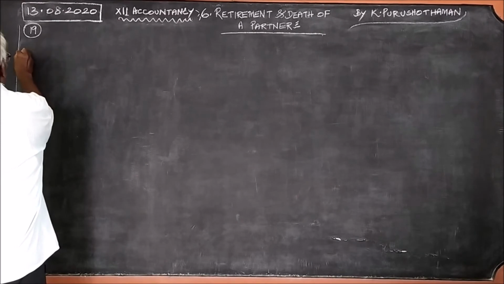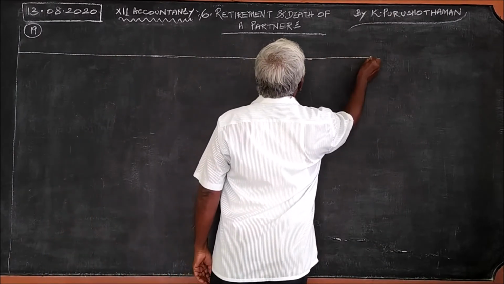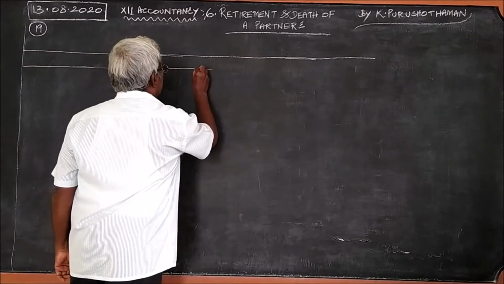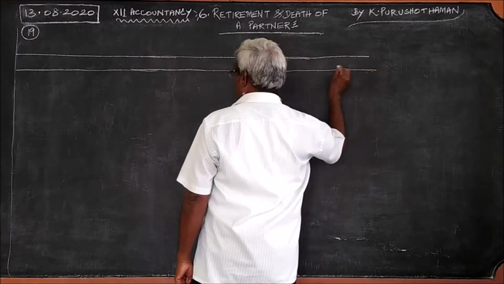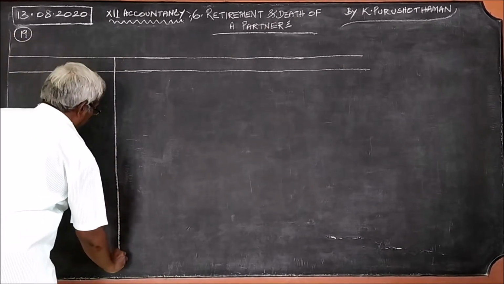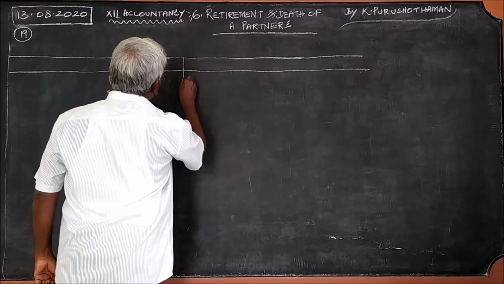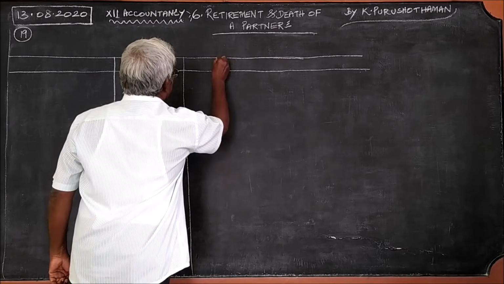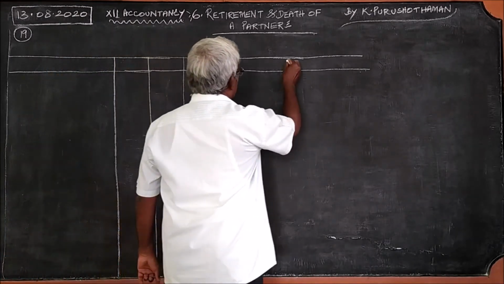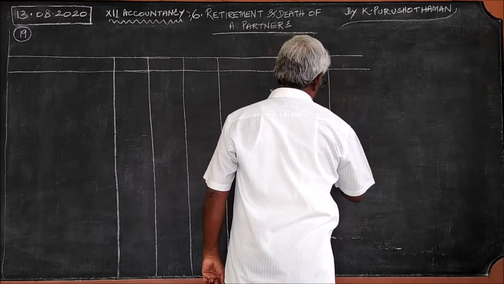This is the format of the capital account. For this capital account, particulars, 3 columns for 3 partners, and the same thing on the credit side also. Particulars and the 3 columns for the 3 partners.